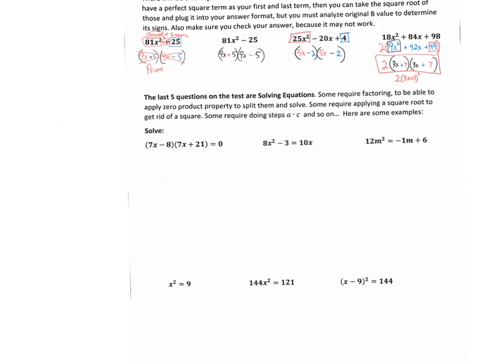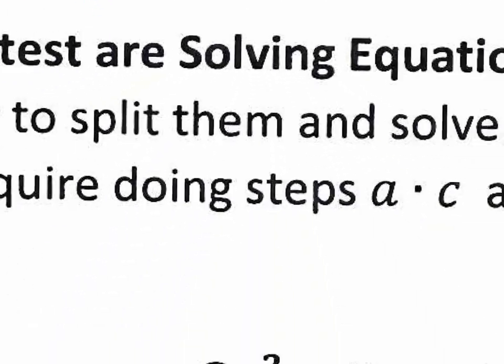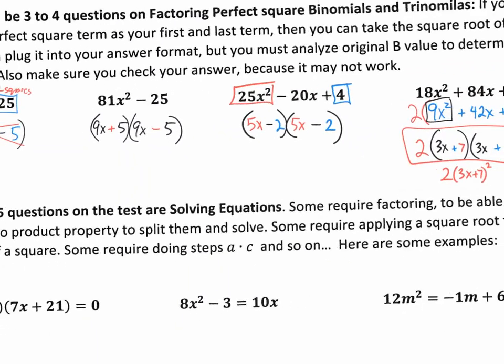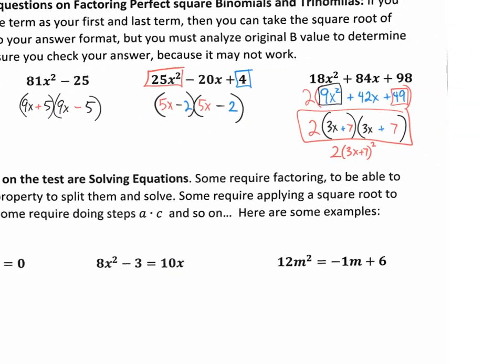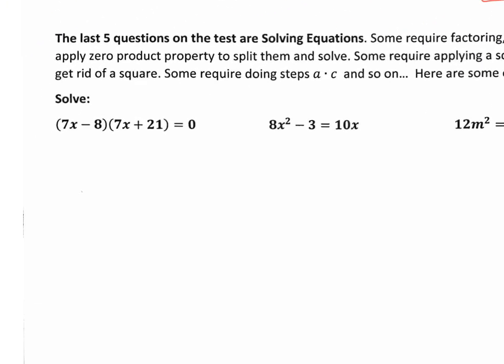Now, the last 5 questions on the test. The last 5 questions on the test are solving. Okay? So I don't want to see this on the last 5 questions. I don't want to see this or even any type of factor. I don't want to see that either. All I want to see are some answers, right? I want to see x equals 3 or x equals, I don't know. I want some answers, right? Solving, you want answers. You do not want to leave it in factored form. You can't get credit for that.